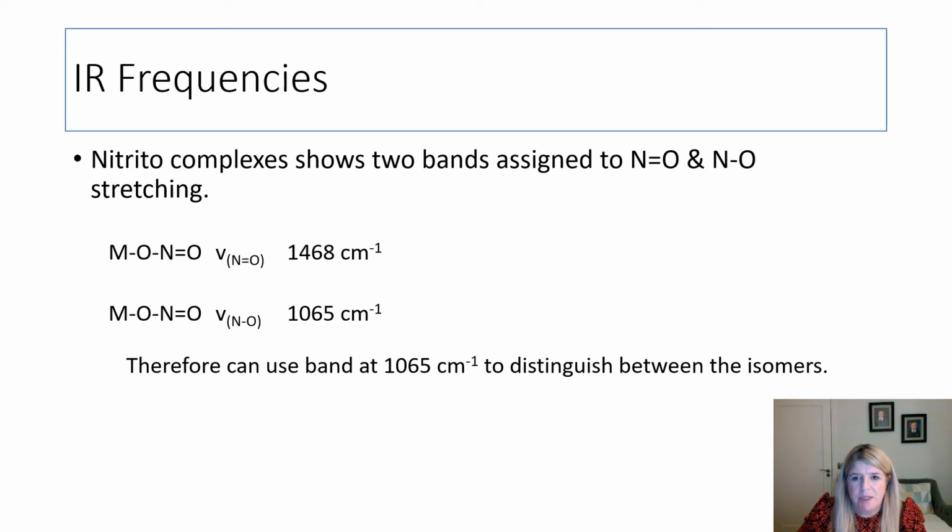Now for the nitrito isomer, remember, you have the metal, which is cobalt, bonded straight to the oxygen this time, then the nitrogen, and then the oxygen. So if we're looking at the nitrogen with a double bond O, that would appear at 1468 wave numbers. If we're looking at the nitrogen with the single bond O, this one here, then that would appear at 1065 wave numbers. So this band here could be used to distinguish between those two isomers.